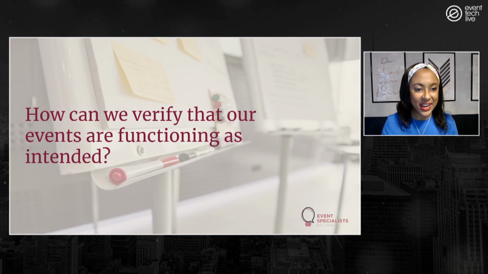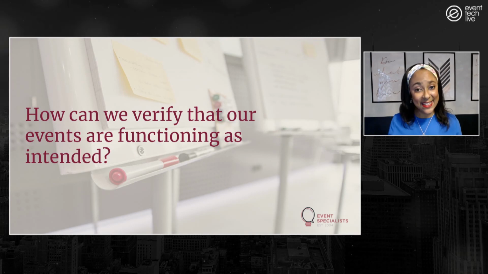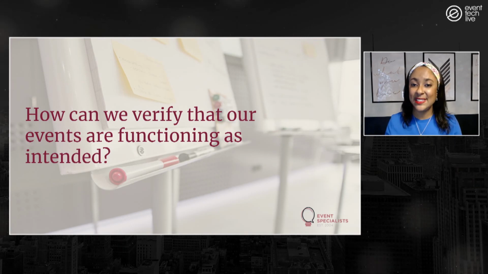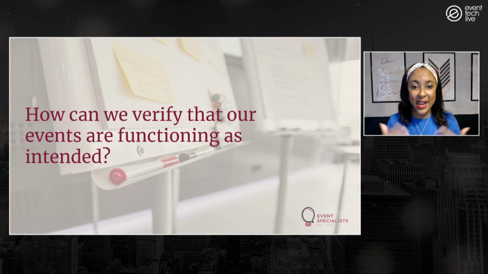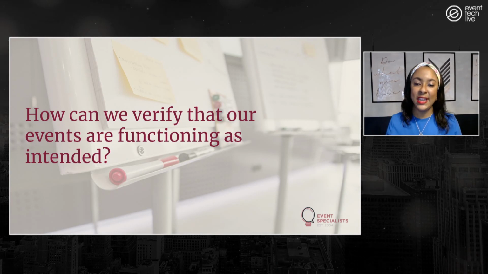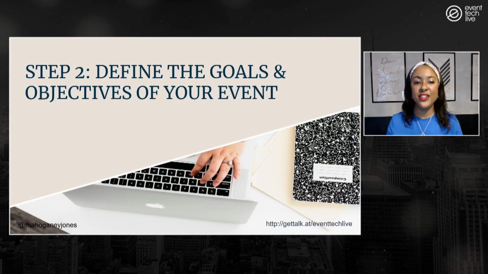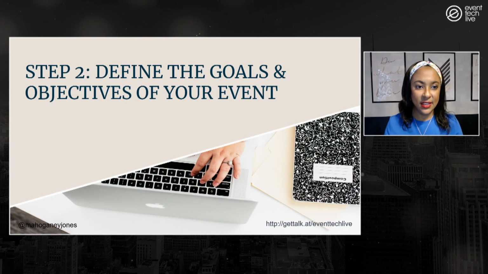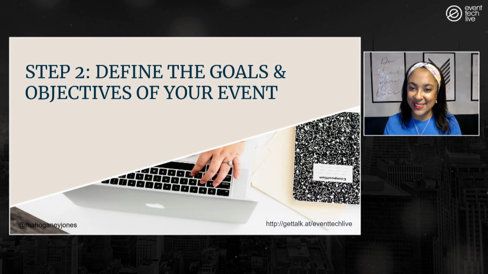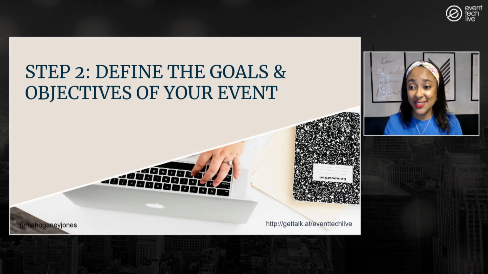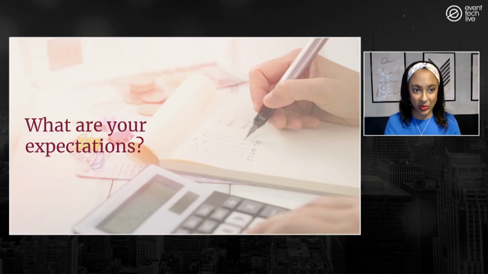How can we verify that our events are functioning as intended? And this brings us to step two. And in my opinion, a critical piece of being able to both validate your event and articulate its purpose. Define your goals and objectives. This is where we begin to set ourselves up for success. I believe in leading with what you want to be able to maximize your outcome.